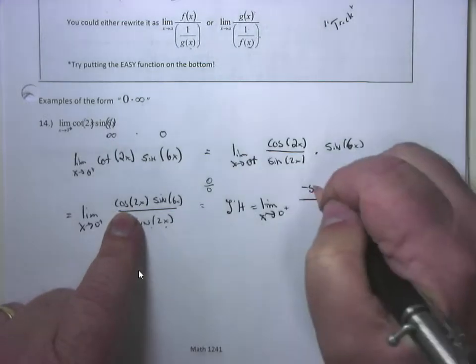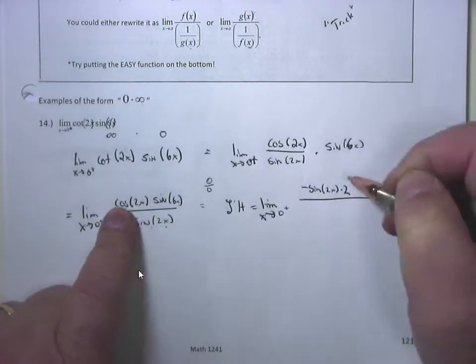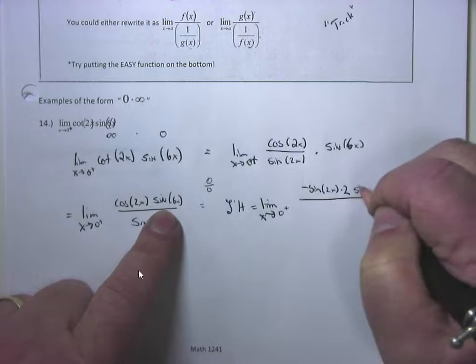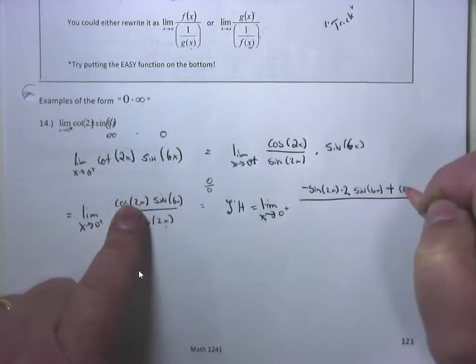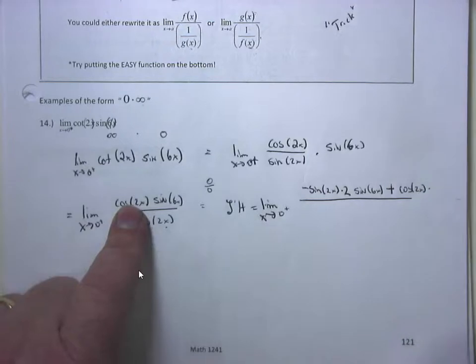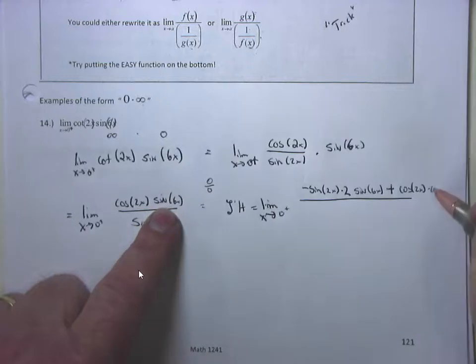Negative sine. The inside, the 2x, stays the same, times the derivative of the inside, which is 2. That's the derivative of the first times the second, times the sine of 6x, plus the first, the cosine of 2x, times the derivative of the second. What's the derivative of the sine of 6x? Again, chain rule. The derivative of sine is cosine. The inside, 6x, stays the same, times the derivative of the inside, which is 6.